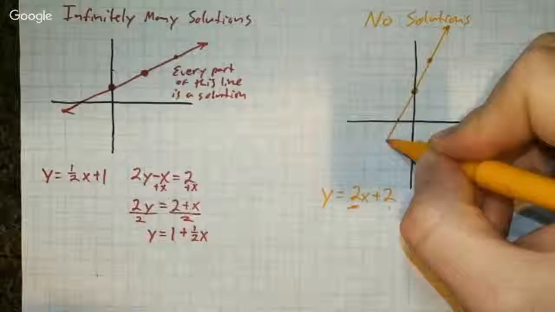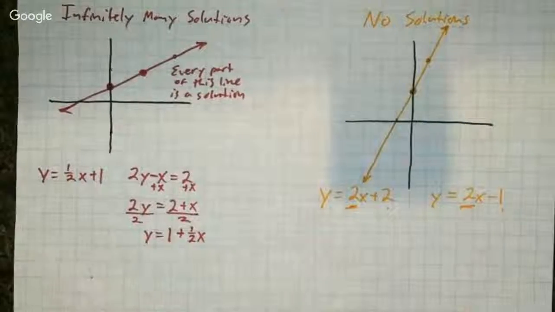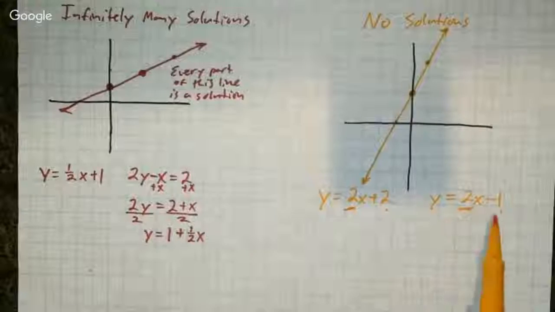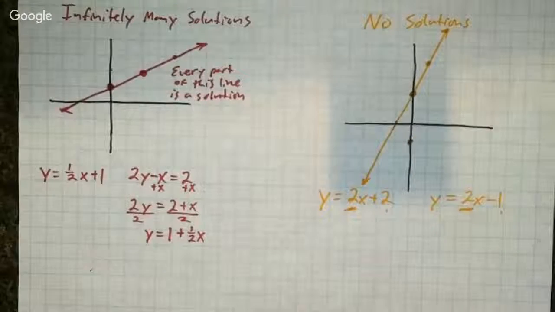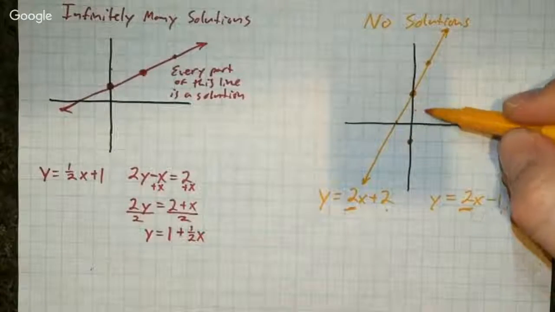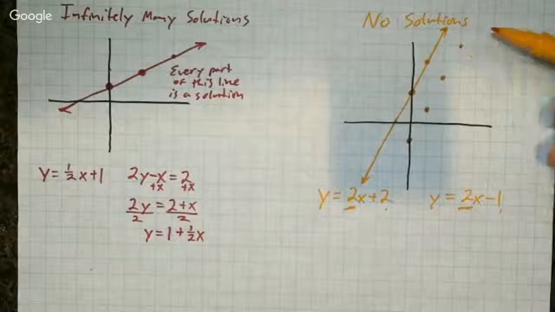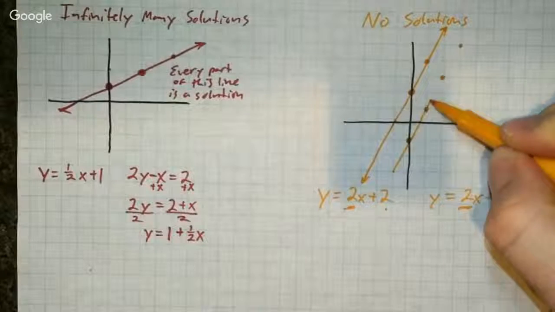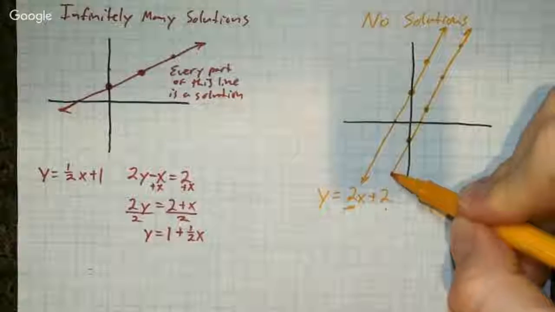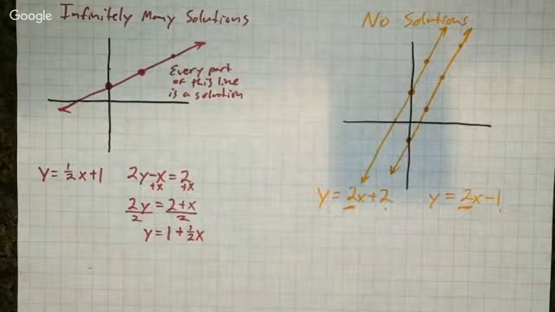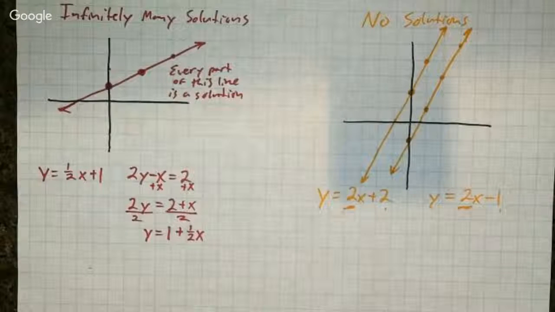So for infinity in that direction, infinity in that direction. Let's look at our next one. -1, and we have the same slope, up 2 over 1. Up 2 over 1. So you can see these are going to be parallel lines and will never touch, meaning there are no solutions.